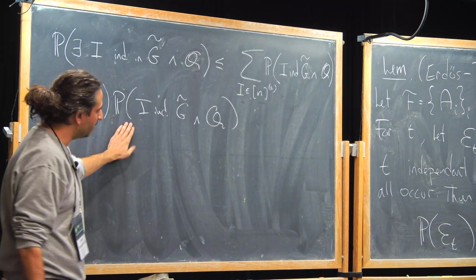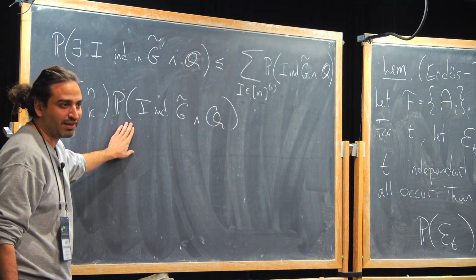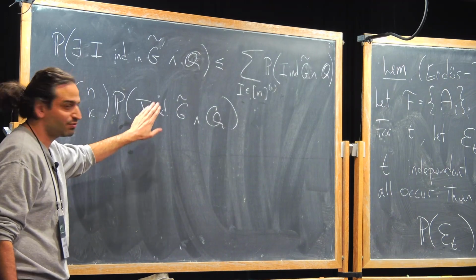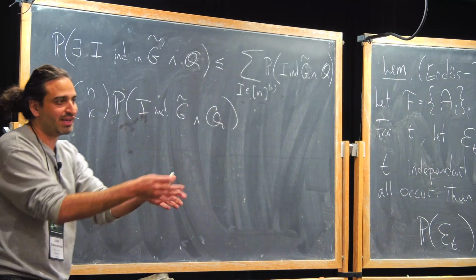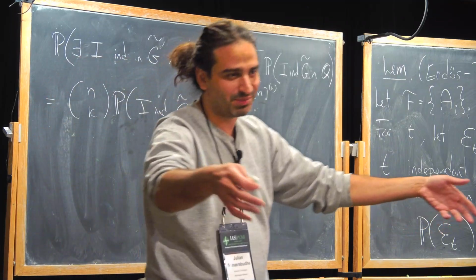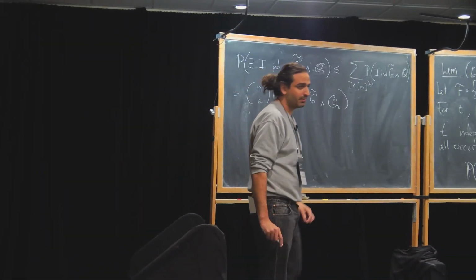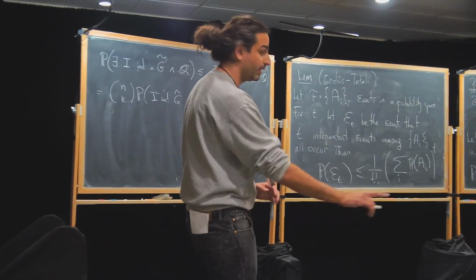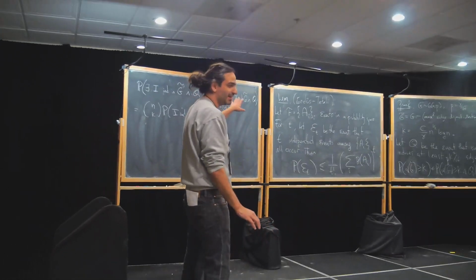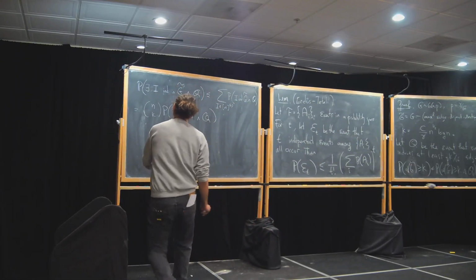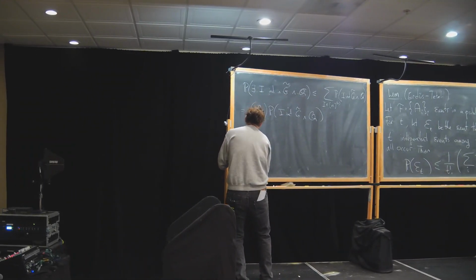Okay, so now we have to deal with this confusing event. Here I've just fixed some I. If you like, it could be 1 up to k or something. Okay? Yes, there exists an I, so union bound. Thanks. Okay, so here we go.